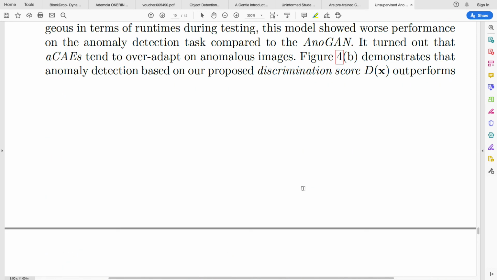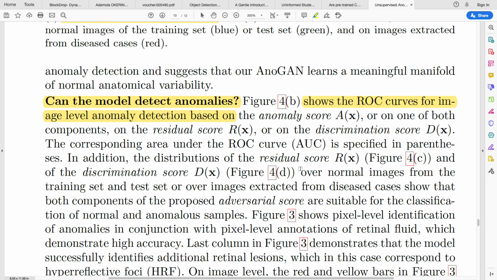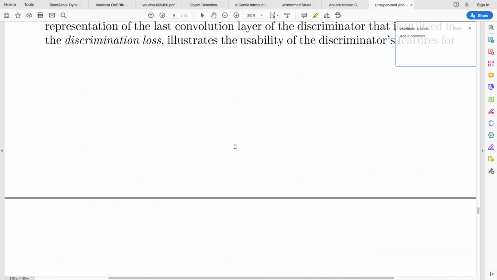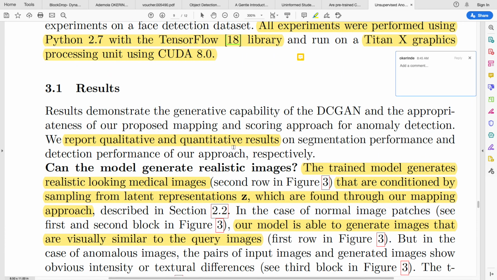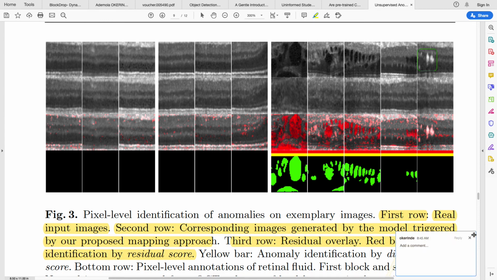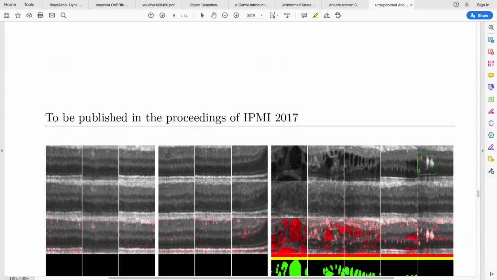Okay, so that's it for now. We will come back to some of the more technical details of this in a later walkthrough as part B of this paper.